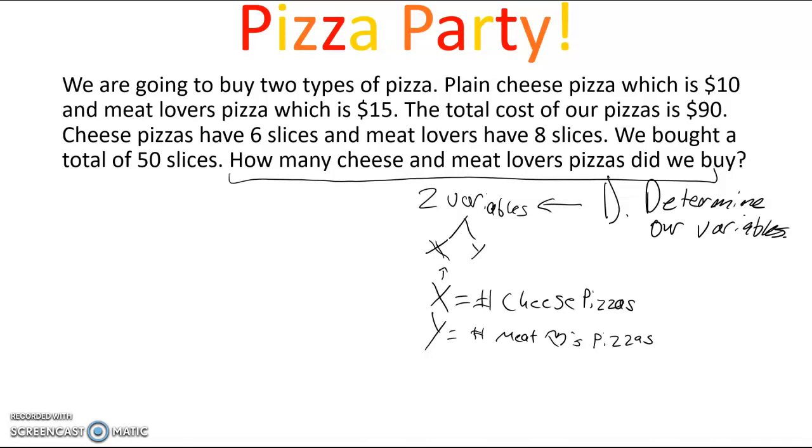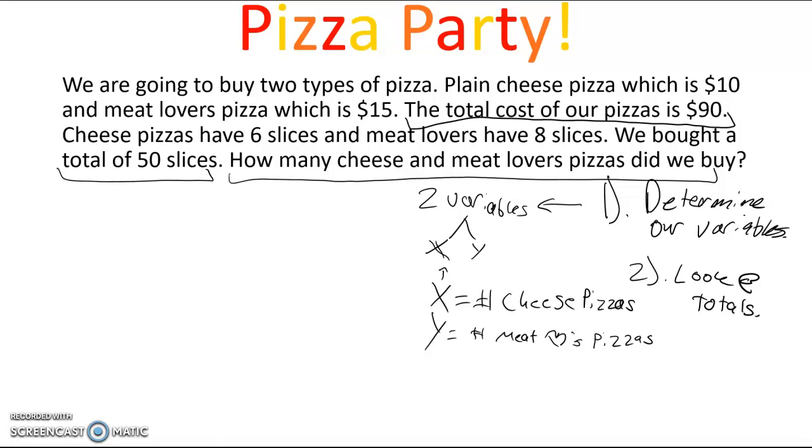They give us that the total cost of our pizzas is $90, and they also tell us that the total number of slices for the pizzas is 50. So that's another step: look at your totals. A lot of times the totals are going to help us set up both of our equations, because those are usually the linchpins of setting up our equations.